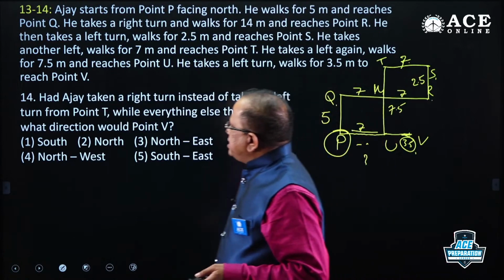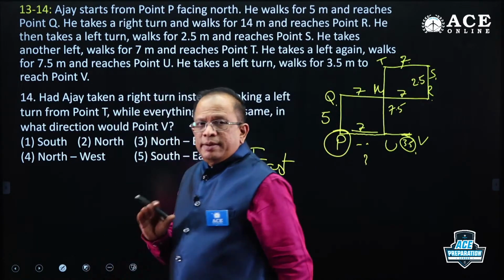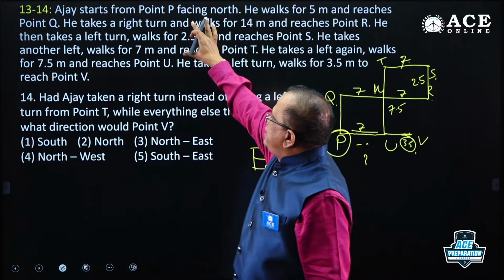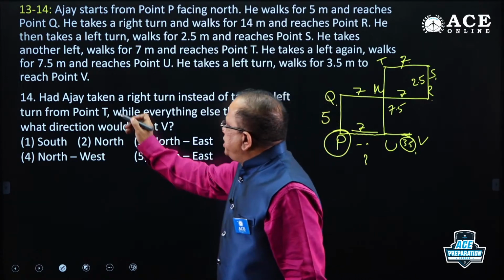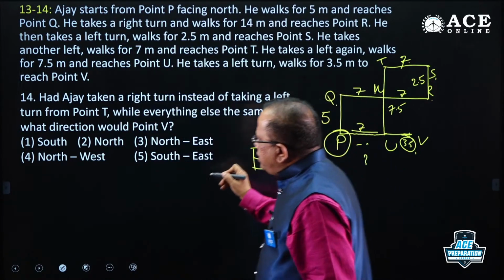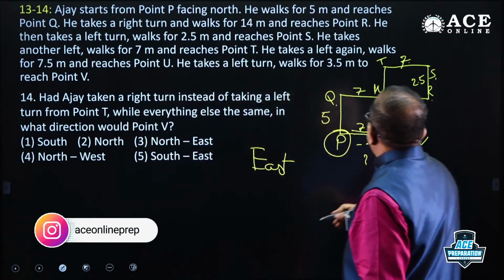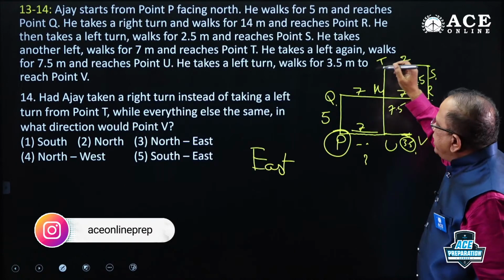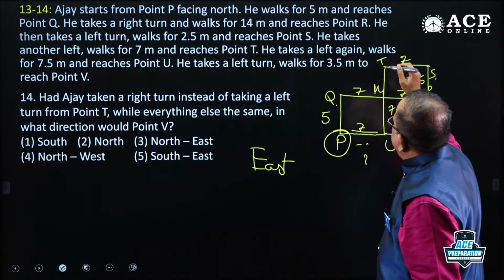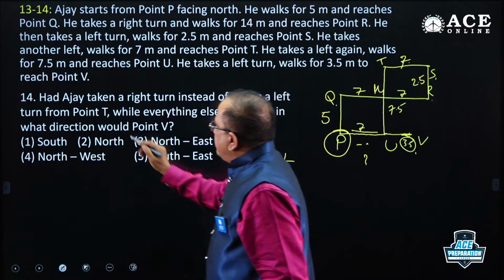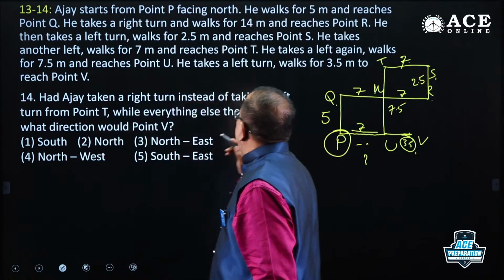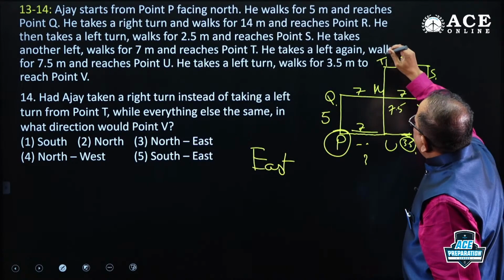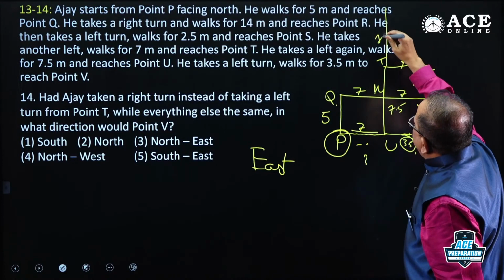Next question, based on the same data. Had Ajay taken, that means again they are trying to give a new condition which was not discussed in the initial data. Had Ajay taken a right turn instead of taking a left turn from point T. So this is point T. Now when he came from S to T, he took a left turn. Instead of left, had he taken right turn, then while everything else is the same, that means he took left turn and it is 7.5. Now it should be like this. This is 7.5.